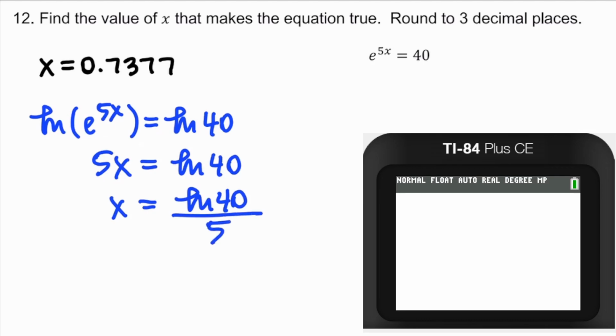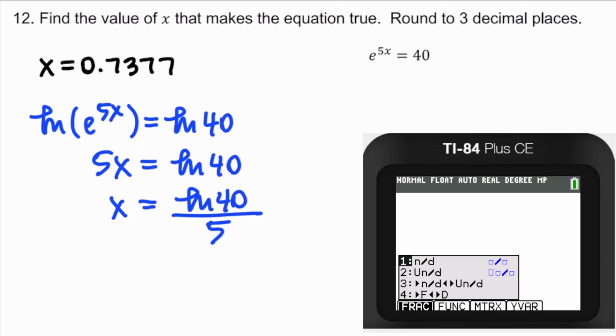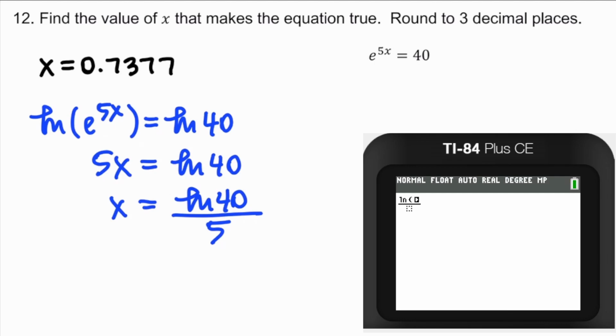And I could have the calculator do that. I could call for the fraction bar and say on top I've got the natural log of 40. But it's important that we close off that natural log, especially if we're not using a fraction bar, because we're not doing the natural log of 8. We're doing the natural log of 40, and then we're dividing by 5. And that's where I get that 0.7377 or 0.7378. You can round it however you want. In multiple choice, there's only going to be one of those two answers.